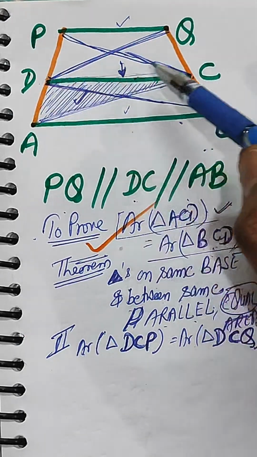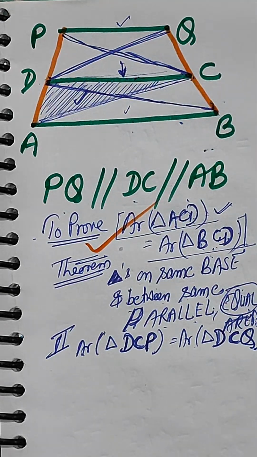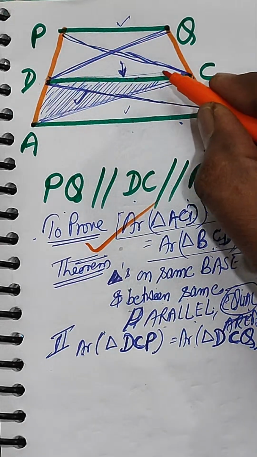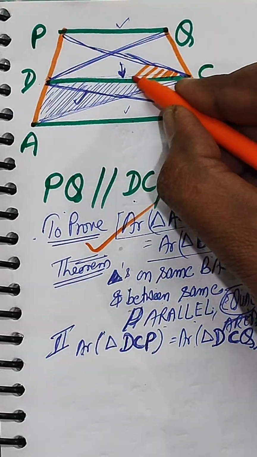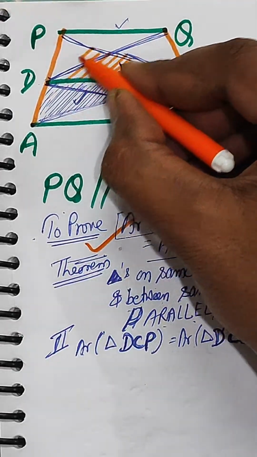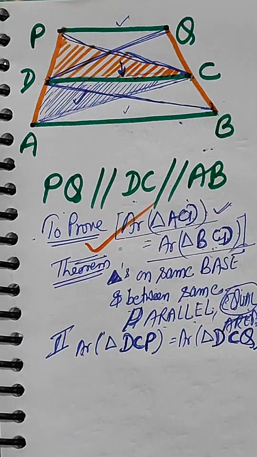So, DCP and DCQ. Where is DCP? DCP is this triangle. You can see here DCP, this one, which I have just shaded in the orange color.